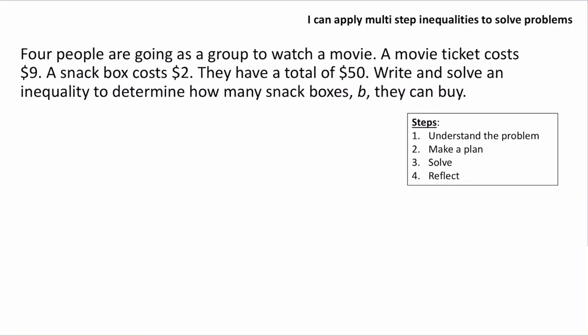So let's revisit this problem now. We have 4 people that are going to watch the movie, so I think 4 people is kind of important. A movie ticket costs $9. A snack box costs $2. They have a total of $50. So we're going to write and solve an inequality to determine how many snack boxes B that they can buy.